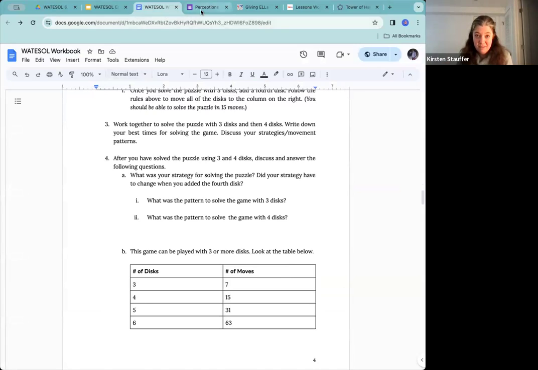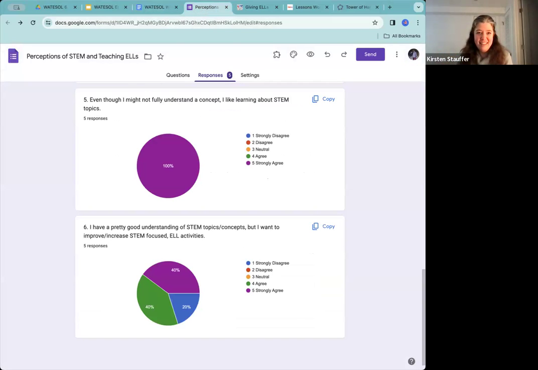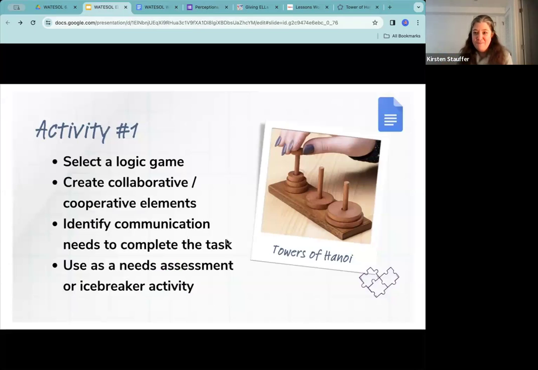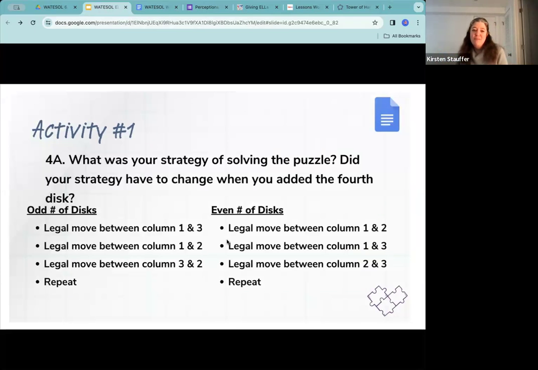So the pattern, and I have the answers for this in the, sorry, wrong slide. In the end, with the first one, we can move it from the first column to the third column, and then the first column to the second column, and then the third column to the second column, and then we repeat. So 1 to 3, 1 to 2. So the pattern repeats. With the second one, when we went to 4, we did 1 to 3. So we followed the same kind of pattern. So we ended up on the middle one.